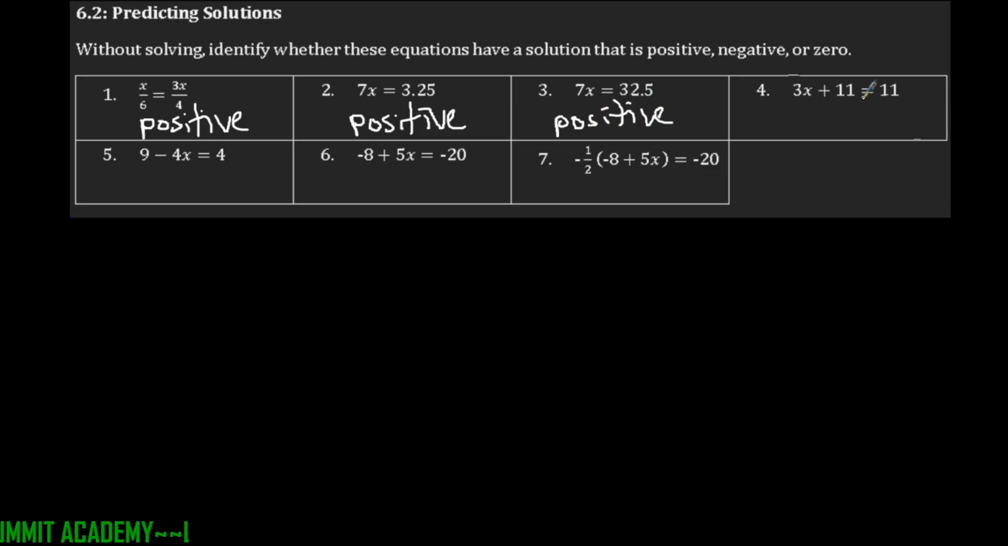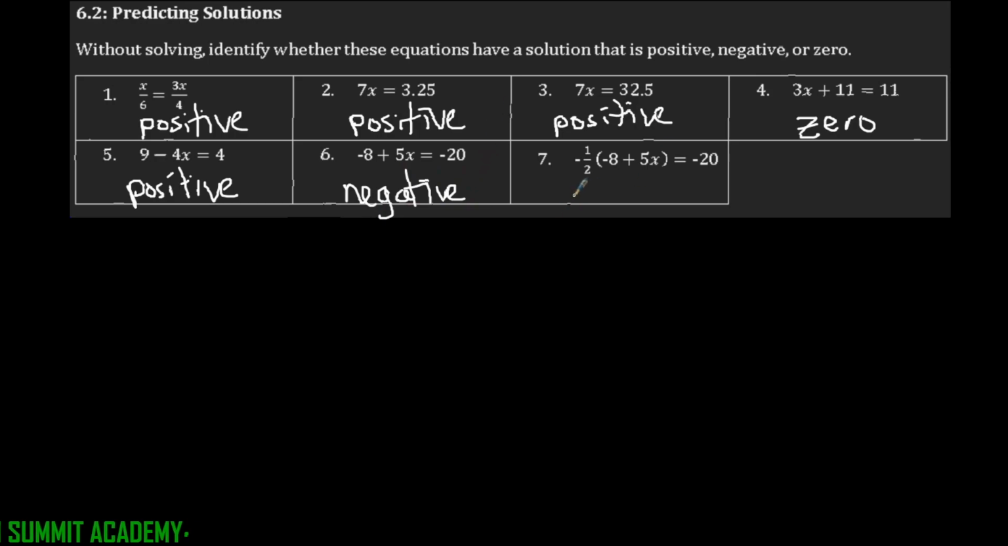Same idea with this one. If I get rid of the 11 on both sides, this has to be 0, actually. For this one, even though I have negative x, I would be subtracting 9 from both sides, so this is going to be a positive answer though. Again, you can check to see if these work out, but the results should be like that. This is going to be, however, a negative answer, and this is going to be a positive answer.